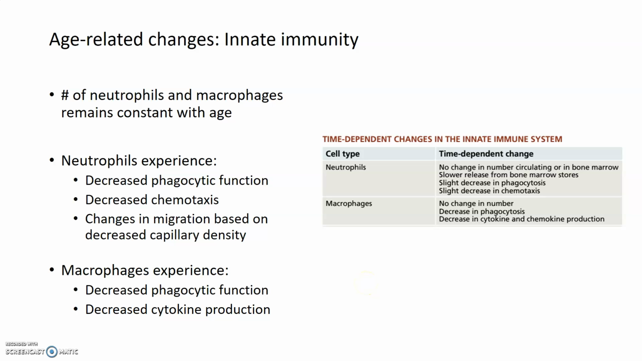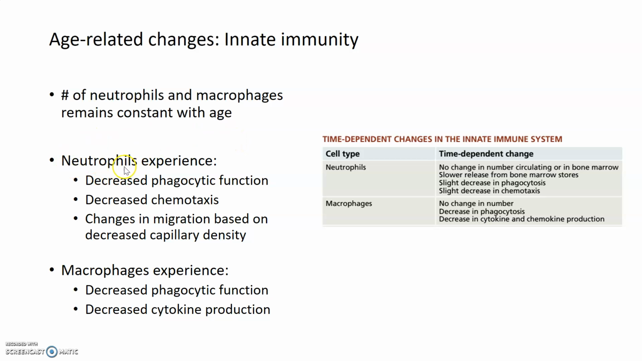So in terms of age-related changes, I'm first going to talk about some changes that occur to the innate immune system as we age, and then some changes that occur to the adaptive or acquired immune system. And so to start with innate immunity, the number of both neutrophils and macrophages, which are those phagocytic cells that are important for innate immunity, actually remains constant with age. So there's no decline in the number of neutrophils or macrophages. But what does change is their ability to function as well, right?